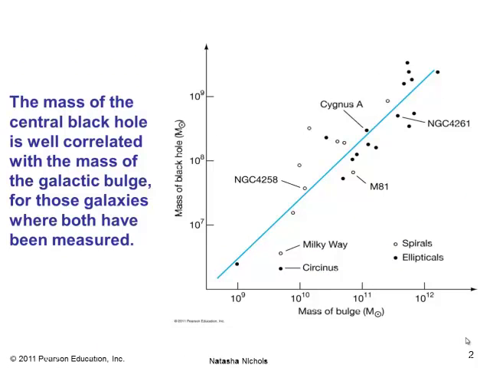Careful observations of nearby normal and active galaxies reveal that the mass of the central black hole is well correlated with the mass of the galactic bulge. In this diagram, each point represents a different galaxy. The straight line is the best fit to the data, implying a black hole mass of 1/200th the mass of the bulge.